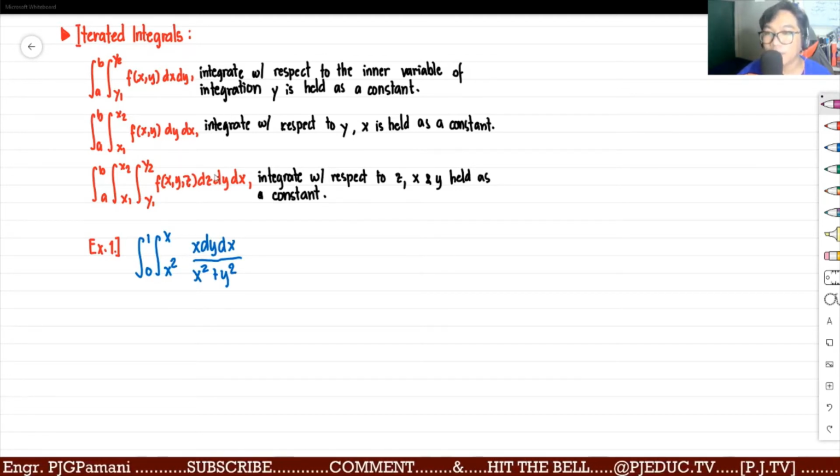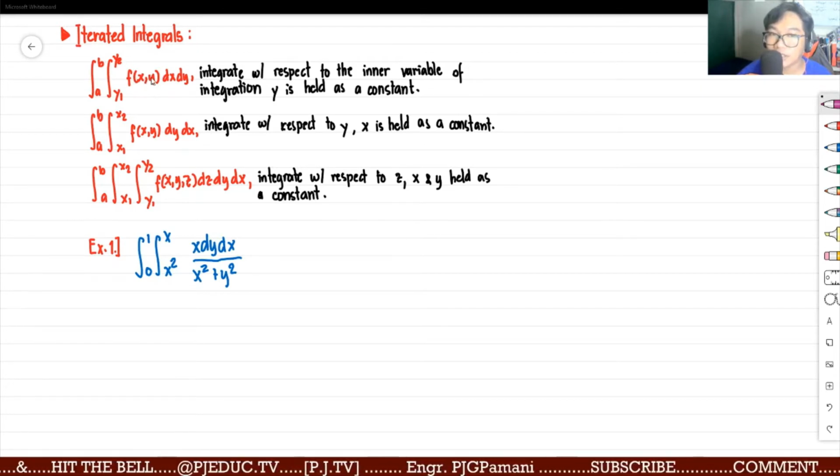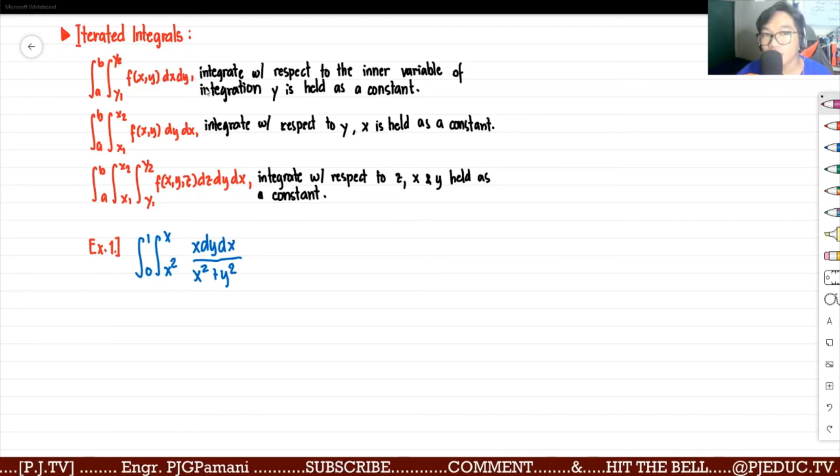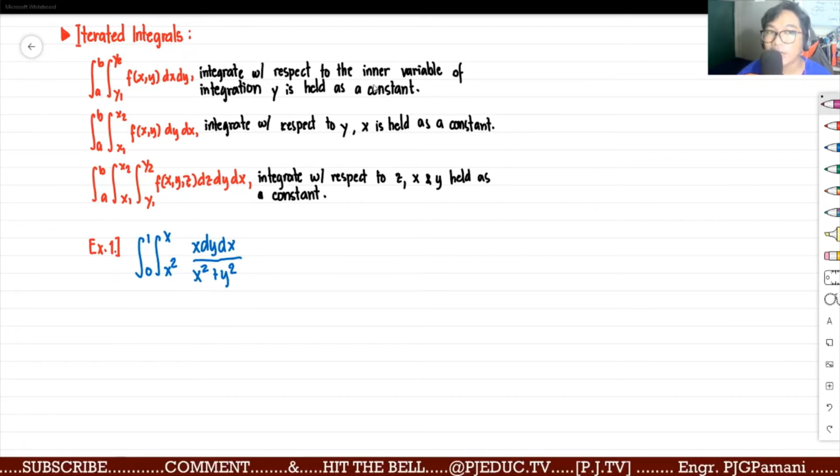Pero ang solving process ng ganitong problem or iterated integrals is from the first differential variable to the last differential variable of concern. So for instance, we have this double integration integrand: the integration of a to b with the integration of y1 to y2 of function x and y with respect to differential x and differential y. Such that we are now going to integrate this particular integrand with respect to the inner variable of the integration.